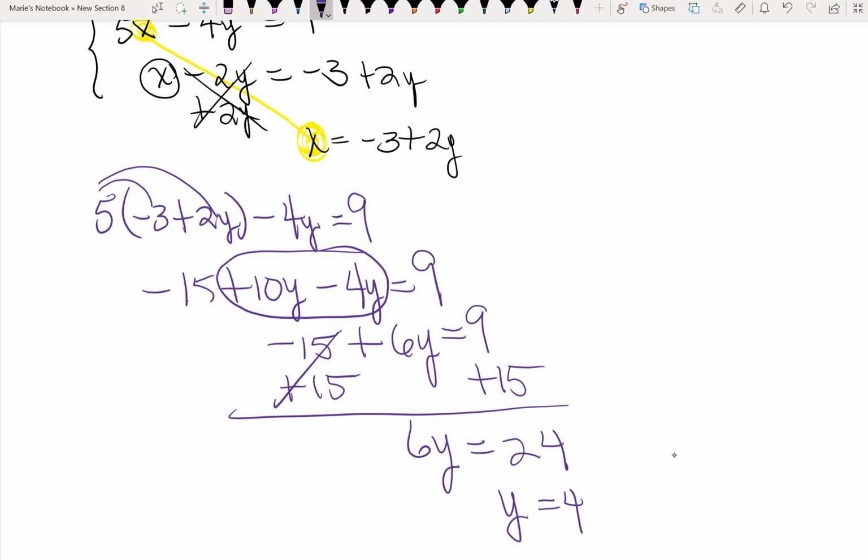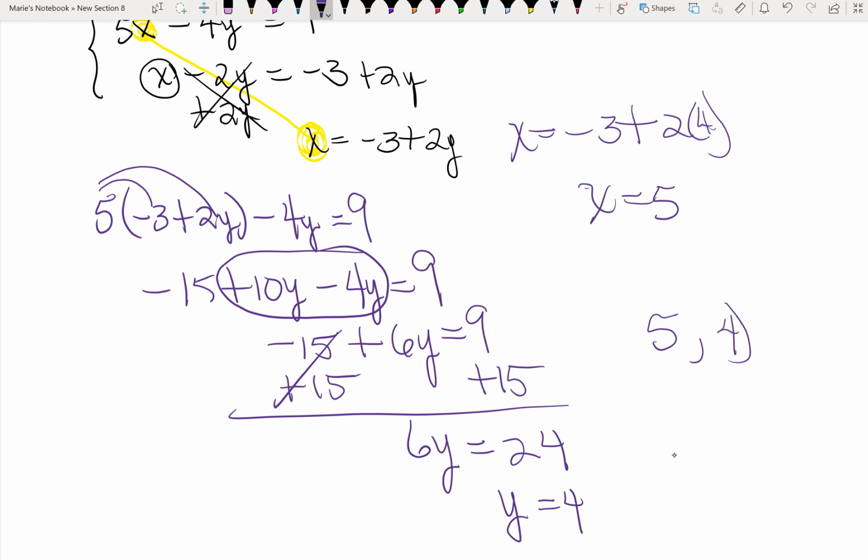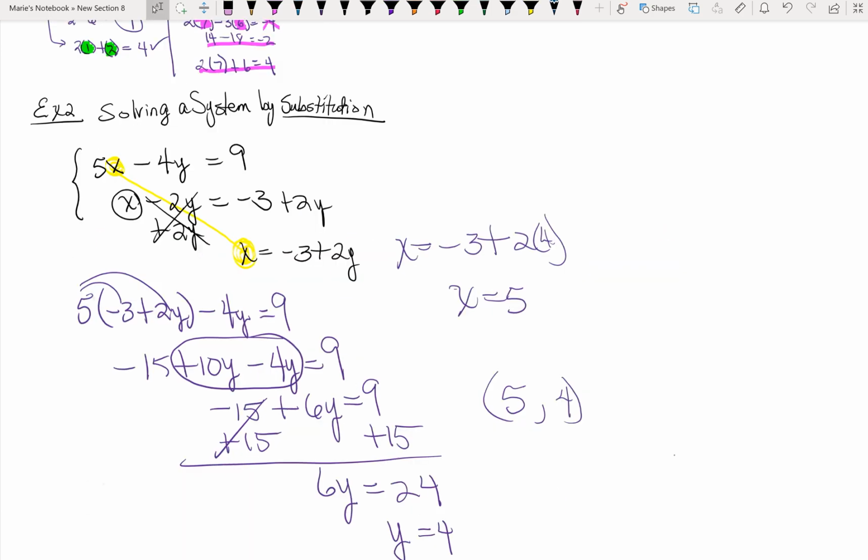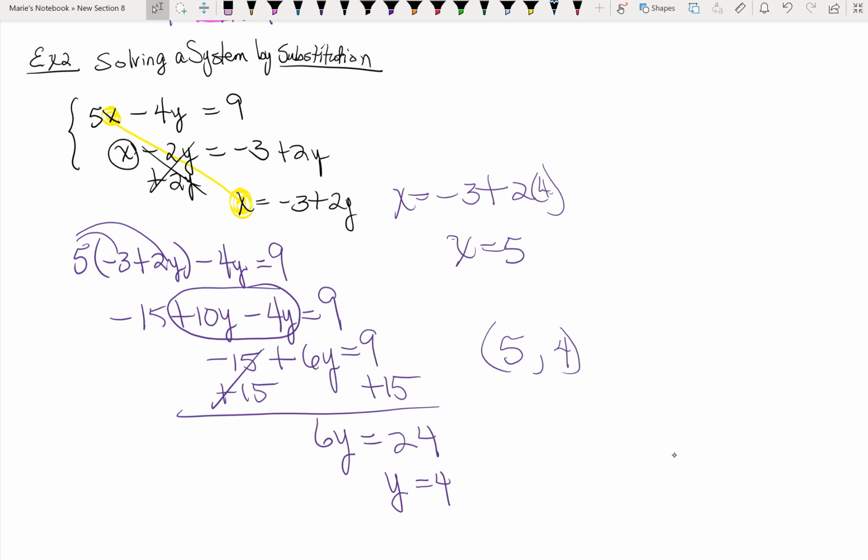Well, wonderful. If y is equal to 4, then x is equal to negative 3 plus 2 times 4. So basically 8 minus 3, which leaves me x is equal to 5. And that's the actual solution to this system. So the solution would be a coordinate pair 5, 4. And it would work for both equations. And you can always go back and try and see if it does work.